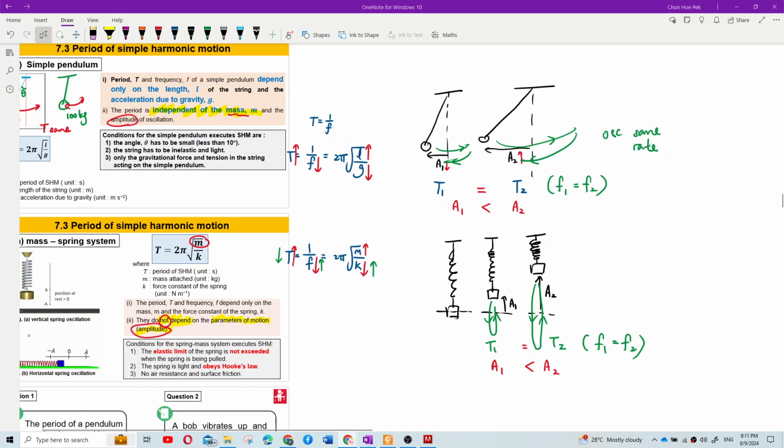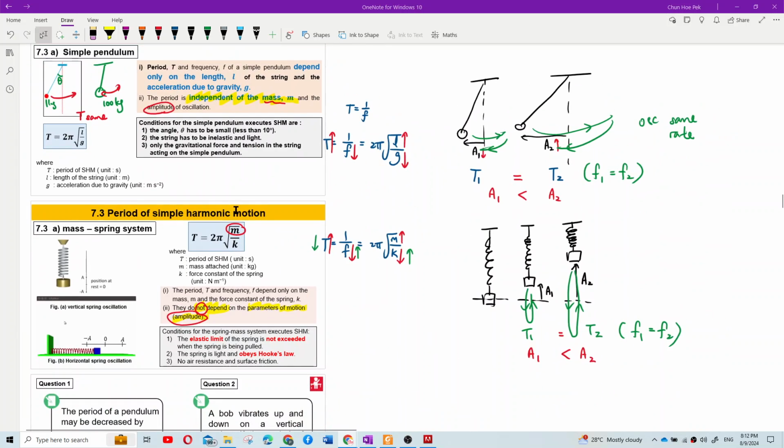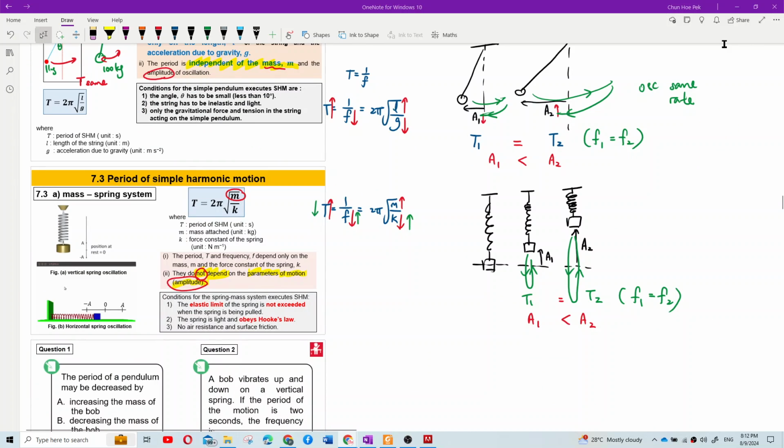Okay, class, do you understand? So the same goes for the spring mass system. They have the same period, same frequency, even though they have different amplitude. Okay, so that's all for simple harmonic motion. So now let's go to solve some questions.